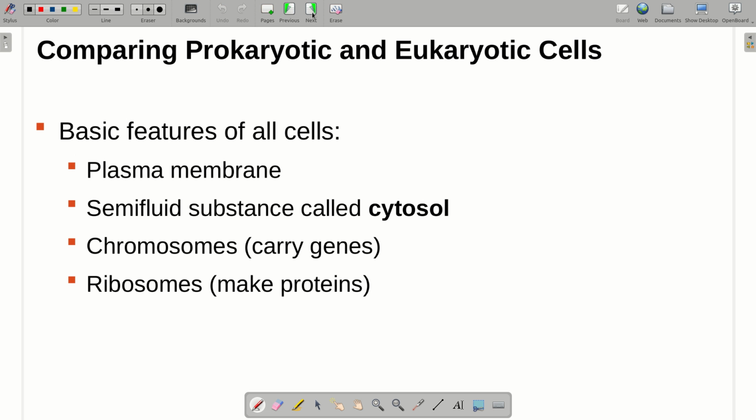The basic features of cells are, of course, they have a membrane. They have the cytosol or the cytoplasm, all right, which is kind of the goo that all the organelles sit in. They have chromosomes, they have ribosomes. All cells have these things, but eukaryotes, of course, have more things than prokaryotes. Prokaryotes are very simple, all right. These are complex. They have organelles, and they have a lot more DNA, of course, to regulate all these structures.